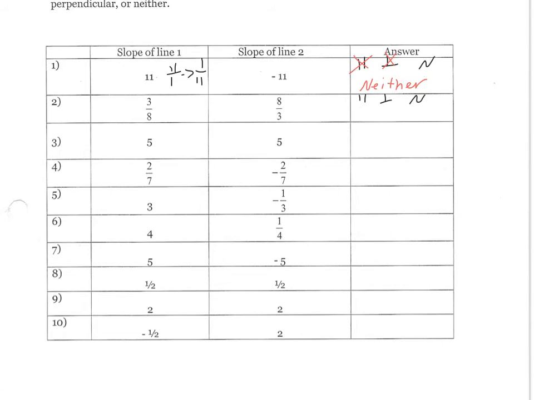So checking again. Are they exactly the same? 3/8, 8/3, they are not exactly the same. So it is not parallel. Then I'm looking for negative inverses. This one's a positive, this one's a positive. It didn't change signs, so it can't be a negative. Even though it is an inverse, it has to be both. So it's not a negative. So that means it's not perpendicular. Again, we have a neither.